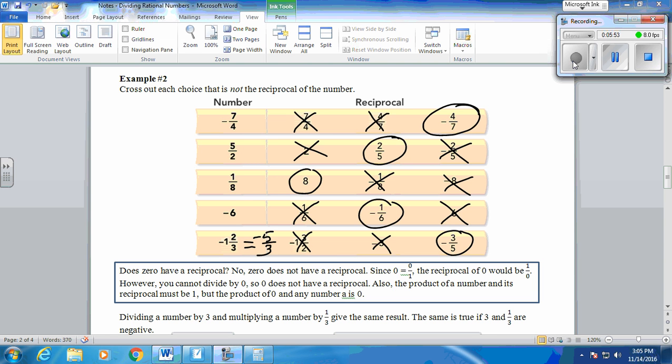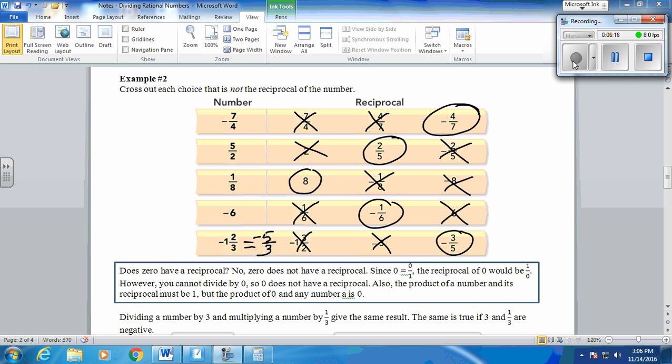All right, go ahead, check your answers. And hopefully for the last one, you noticed that if you needed to change the whole mixed number to an improper fraction in order to find the reciprocal, you cannot just take the 2/3 and find the reciprocal as 3/2. And you will get negative 3/5. Remember, if the number is negative to start, the reciprocal will also be negative.